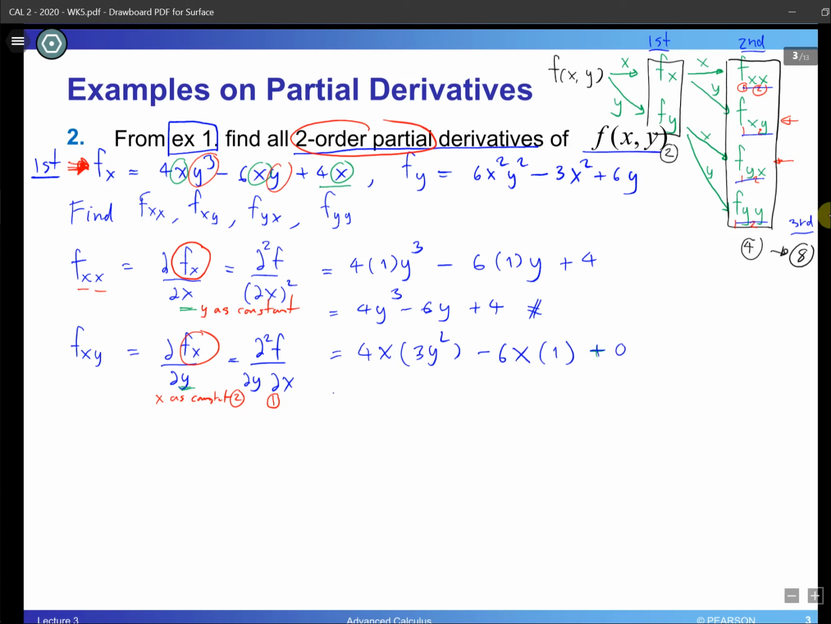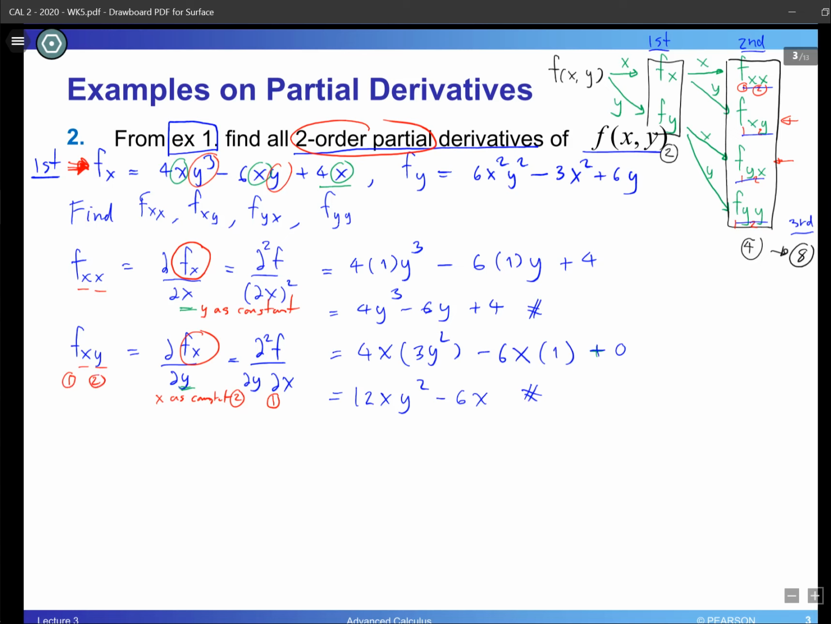Okay, so I have this 12xy squared minus 6x, and that is the second order partial derivative, the second one. This time we differentiate with respect to x first and then y. Okay, the order is like this, x first and then y.